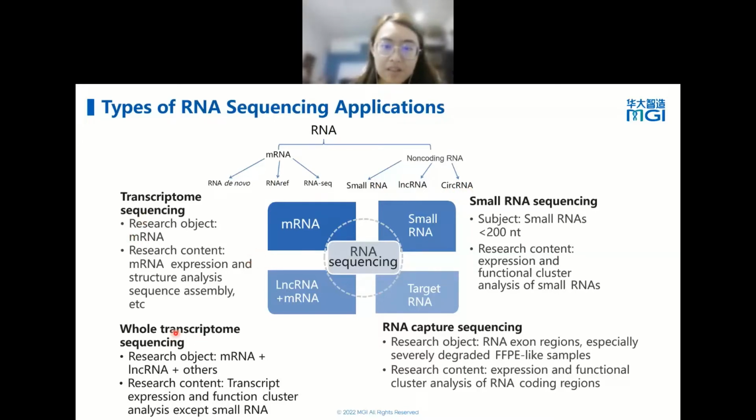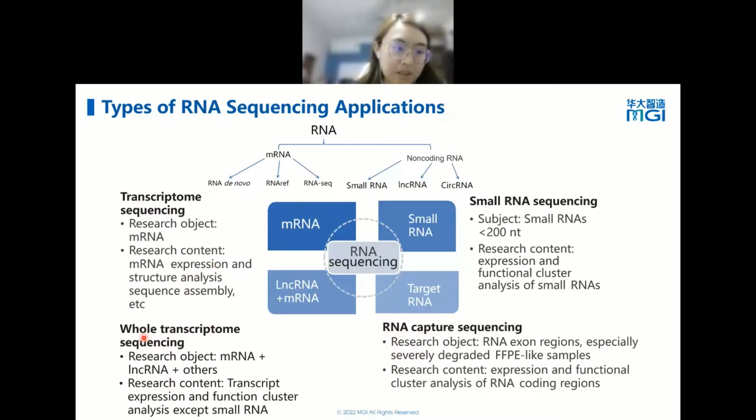This figure here shows some of the basic applications for RNA-seq. First is the transcriptome sequencing. Basically, we take the mRNA and study the expression and structural analysis, and of course, some sequence assembly, etc. You can do quite a number of things with your mRNA.